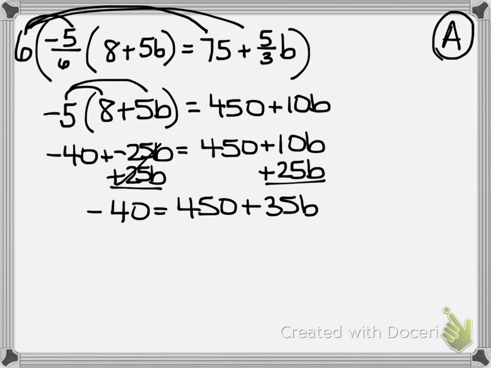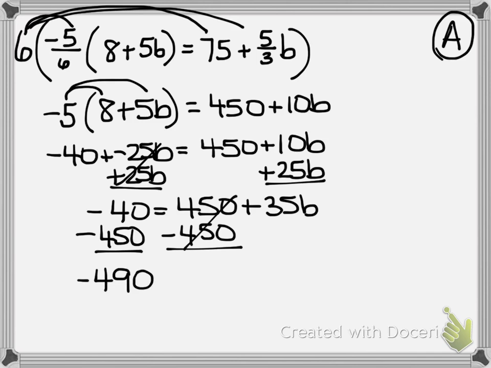So now I have all of my b's on the right, so I'm focusing on this right-hand side. Before I can do anything with 35, I've got to get rid of this 450. So 450 positives cancels out with 450 negatives, and balancing on both sides. Since those are both negative numbers, we can just add them together. So a negative 40 and a negative 450 makes negative 490. And all we have on the right is those b's.